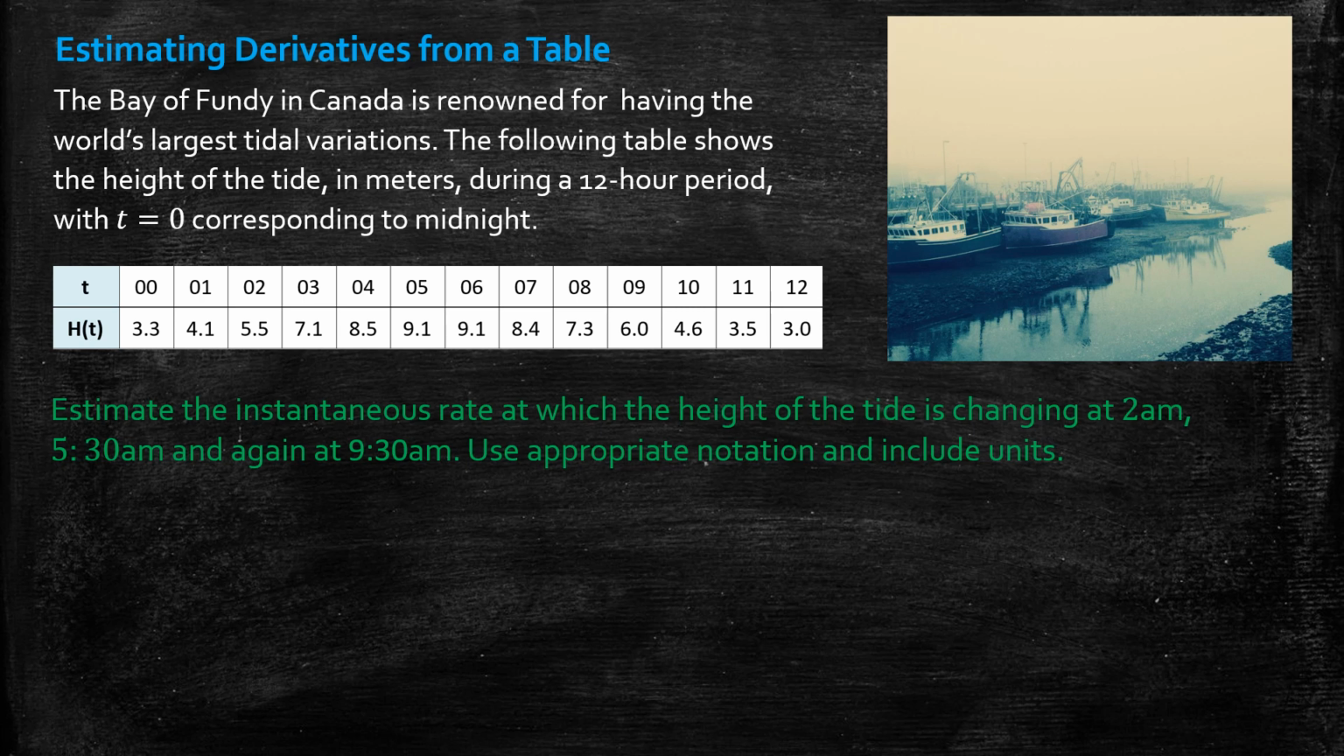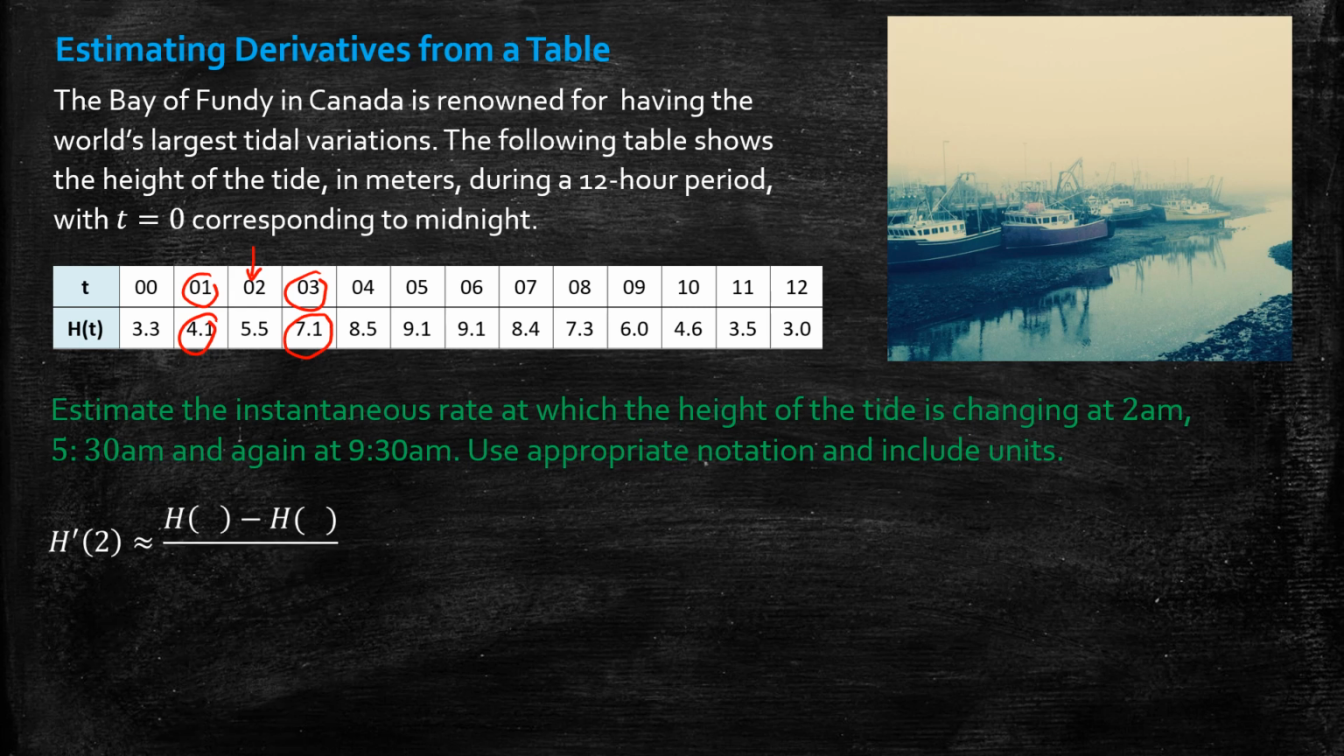If we look at time t equals 2 hours, we notice that the height of the tide then is 5.5 meters. But we can't really tell what the rate of change is right there. So what we do is we go to the nearest available time values, 1 a.m. and 3 a.m., and we use those heights to approximate it. So how would we go about this?